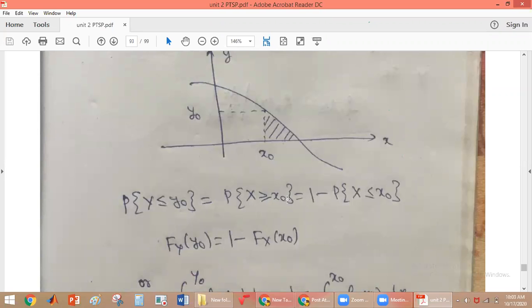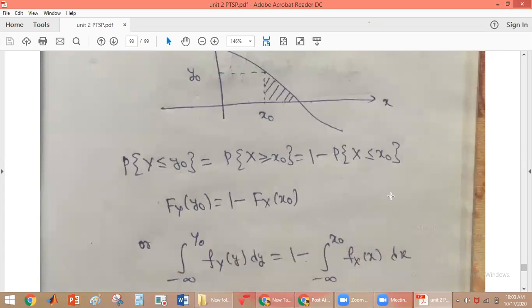Now from the total probability theorem, we know that the probability of x greater than or equal to x naught plus the probability of x less than x naught will be equal to 1. So the probability of x greater than or equal to x naught will be equal to 1 minus the probability of x less than or equal to x naught. How do you write the probability of x less than or equal to x naught? This can be represented by the distribution function, Fx of x naught. This is the definition. You have to remember this.